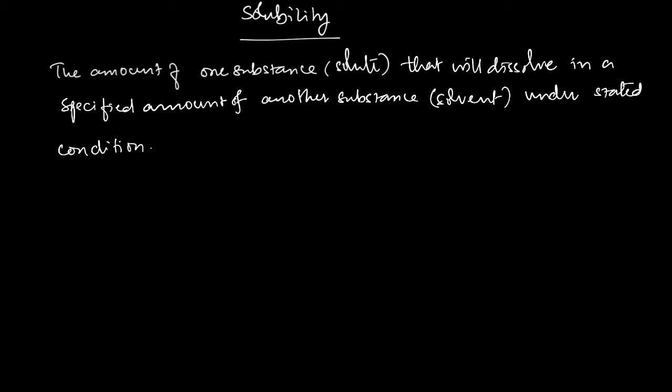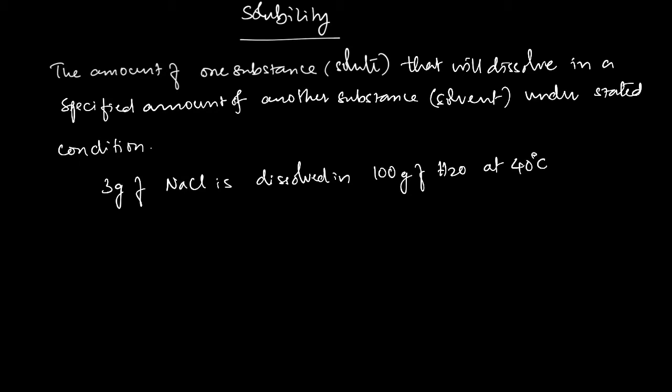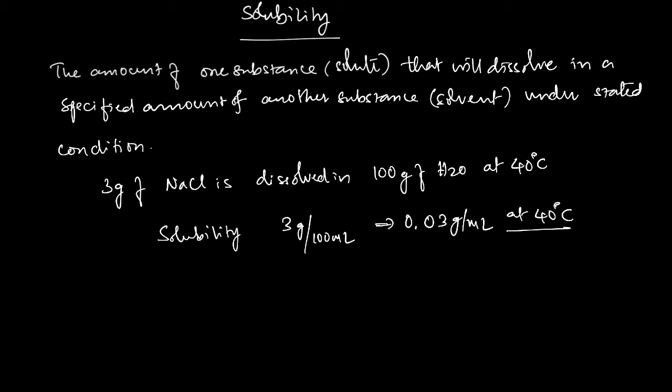When we say solubility, it is at a particular temperature. Especially, if I say 3 gram of NaCl is dissolved in 100 gram of water at 40 degrees Celsius, that means solubility is 3 gram per 100 ml, or it can be written as 0.03 gram per ml at 40 degrees Celsius. So without condition, it becomes incomplete.